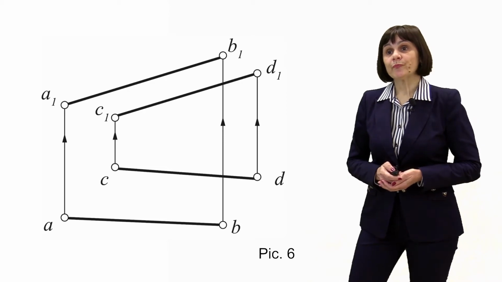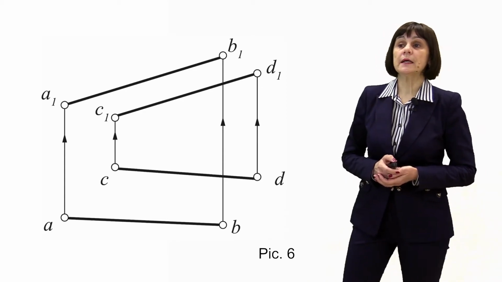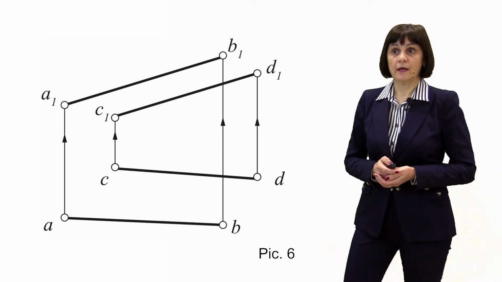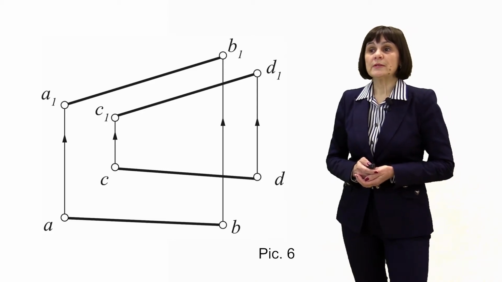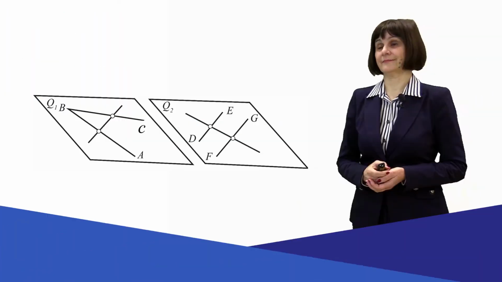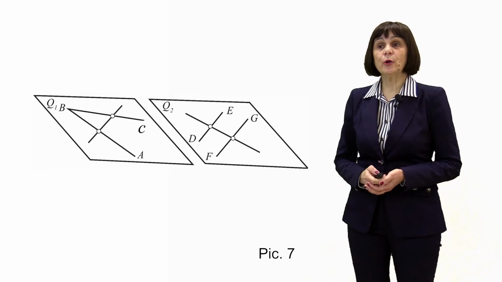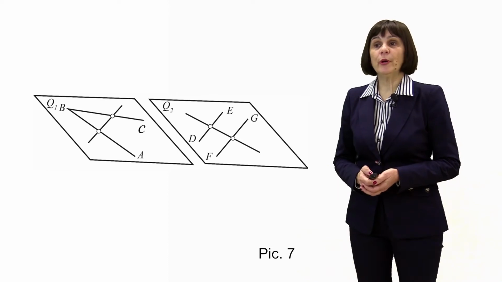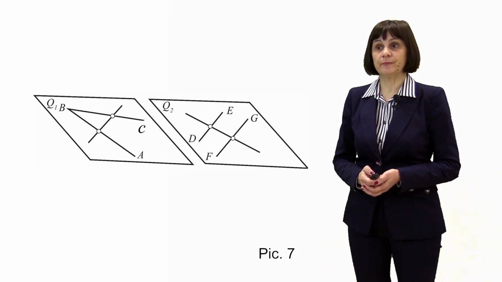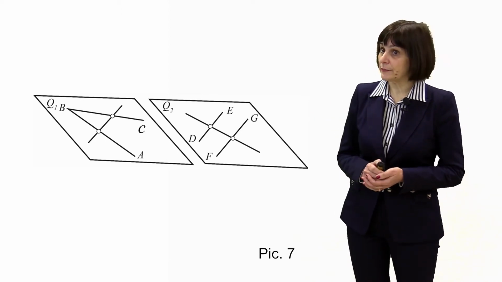And now let us find out how to construct a line in the drawing that lies in a given plane. This construction is based on 2 positions known from geometry. The first: a straight line belongs to a plane if it passes through 2 points belonging to the given plane. Let us consider an example on this drawing.